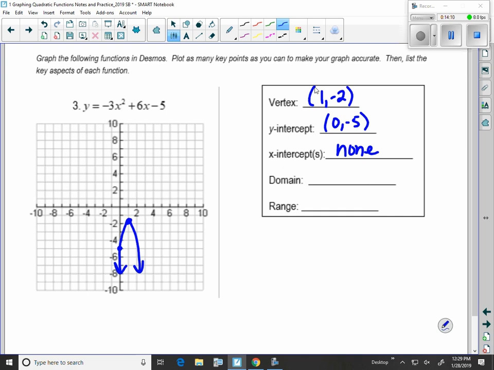Domain. What's our domain? Negative infinity to infinity. Our range. Y is less than or equal to -2. So we could go here, -2. Or we would just say y is less than or equal to -2.